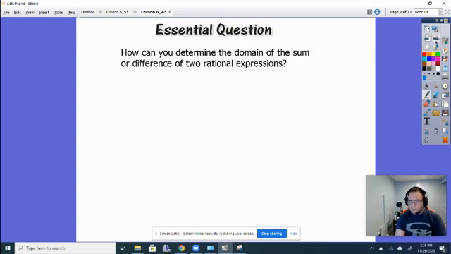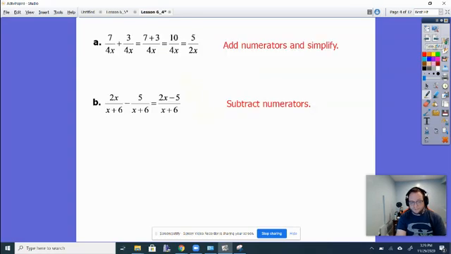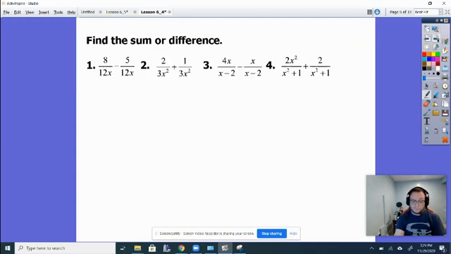So what we need to do is get our denominators to be the same and then add our numerators. That's exactly what is happening in these, or subtract as the case may be. And really that's what it comes down to. Add the numerators, simplify. Now we do have that simplify step. So that being said, let's look at a couple of these.